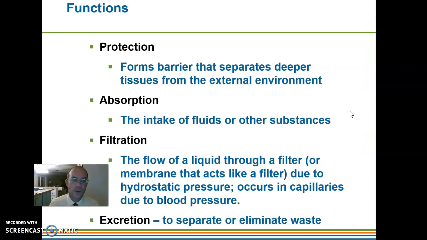This set of the notes talks about the functions of the epithelia, and you'll see that it's protection, absorption, filtration, and excretion. And in protection, forming a barrier that separates the environments. And we talked about that's what the skin does in general. Absorption, intake of fluids or other substances. Filtration, the flow of a fluid through a filter. The membrane in this case will act like a filter. Excretion, separate and eliminate wastes.